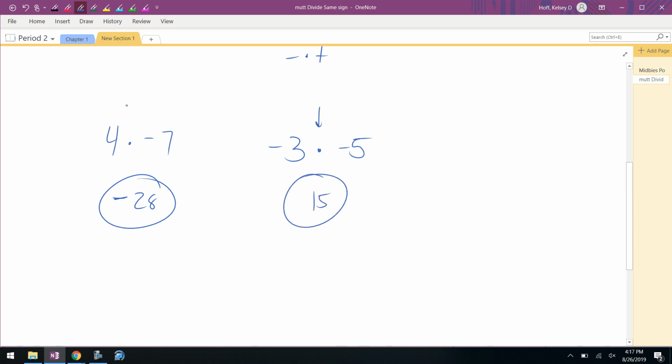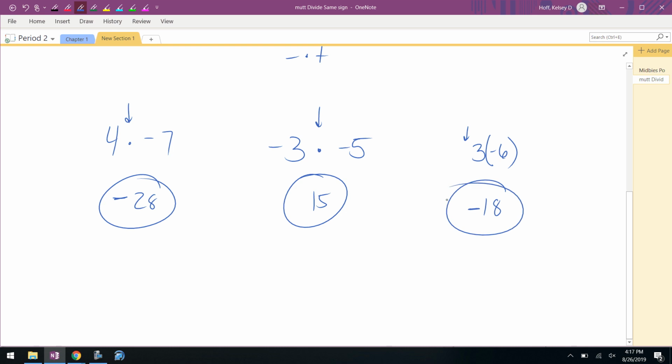Notice I'm using a dot for multiplication. You will see a dot or you will see numbers placed in parentheses. For example, 3 parenthesis negative 6. That means multiplication. 3 times negative 6. There's not a sign in front of the 3, which means it's positive. So you have a positive times a negative. Opposite signs means you have a negative answer. 3 times 6 is 18.